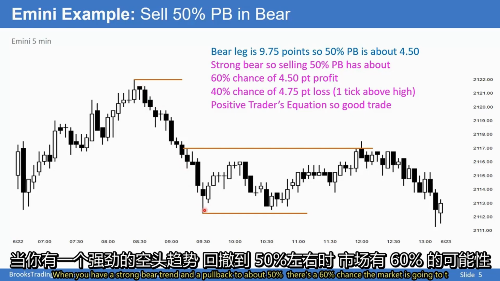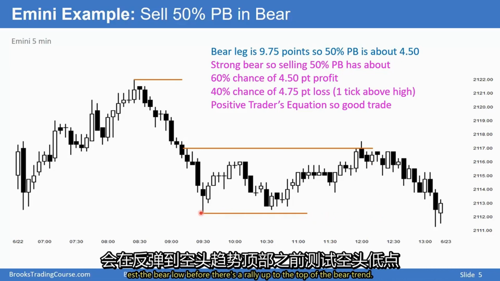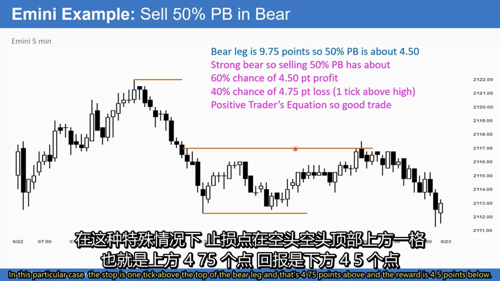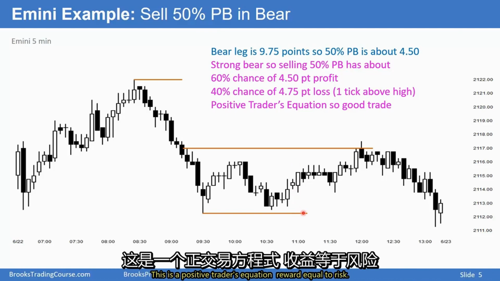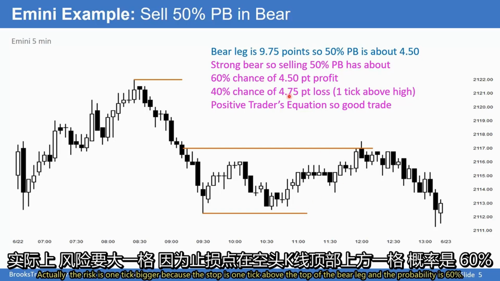When you have a strong bear trend and a pullback to about 50%, there's a 60% chance the market is going to test the bear low before there's a rally up to the top of the bear trend. In this particular case, the stop is one tick above the top of the bear leg, and that's 4.75 points above, and the reward is 4.5 points below. This is a positive trader's equation. Reward equal to risk. Actually, the risk is one tick bigger because the stop is one tick above the top of the bear leg, and the probability is 60%.